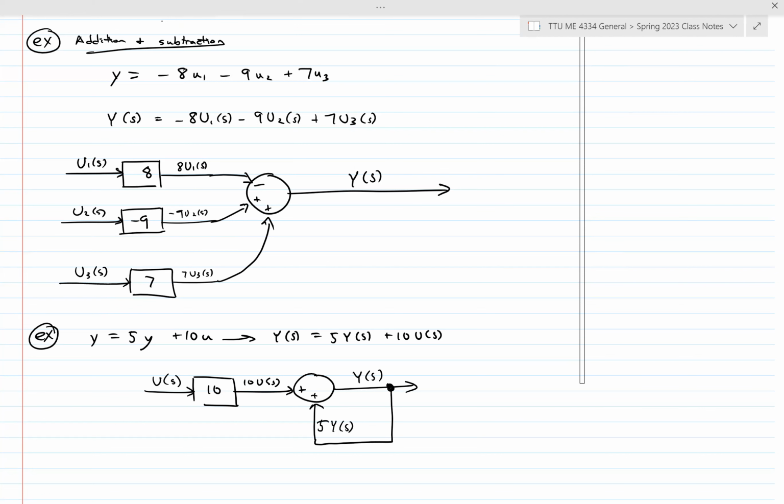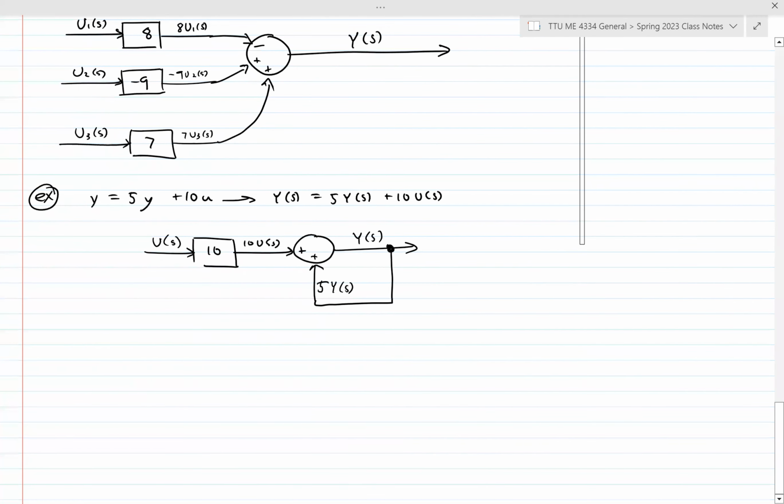This one doesn't require having to solve any equations or anything like that, right? You are looking at the equation as is, and just writing it out step by step. You see this term here, so you need to have a 10U somewhere, you need to have a 5Y somewhere, and it needs to be equal when you add those two together to Y itself, right? That's one way to represent the system.